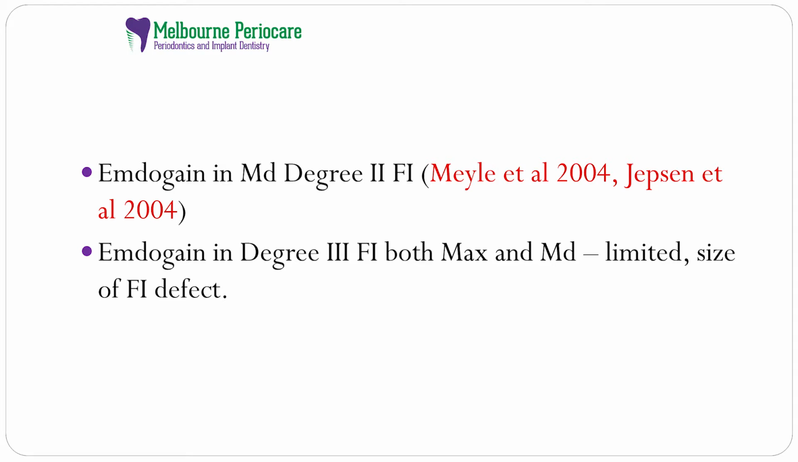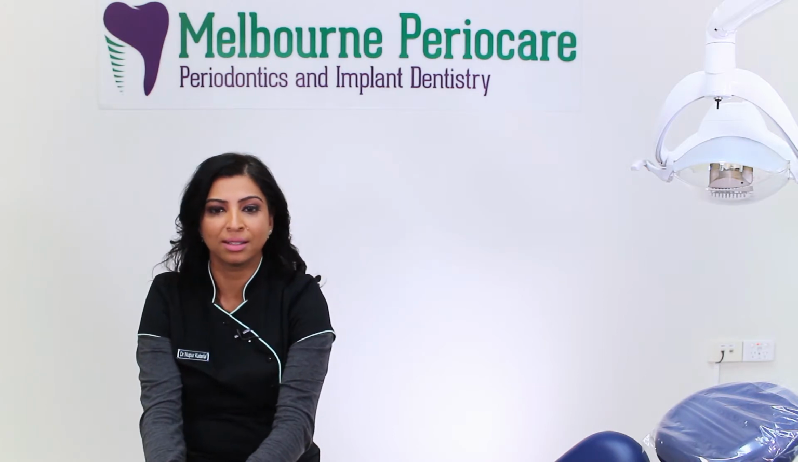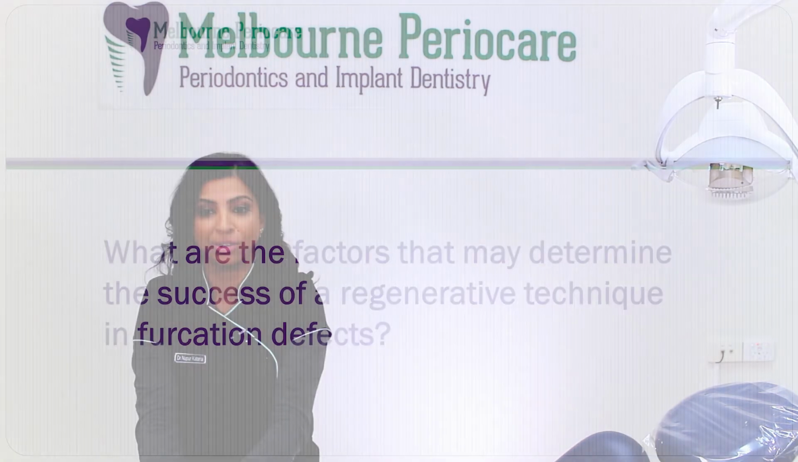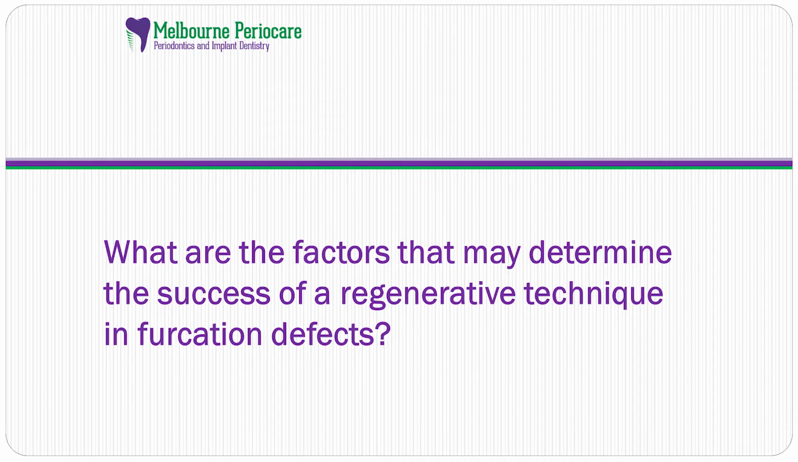Endogain is one of them, and I use it quite a lot in my practice. And I find, as has been shown in previous studies as well, that it works really well in mandibular grade 2 furcation area. But its use is limited in case of grade 3 furcation area, and that includes both mandibular and maxillary furcation zones. So what are the factors that determine the success of a regenerative technique in furcation defects?